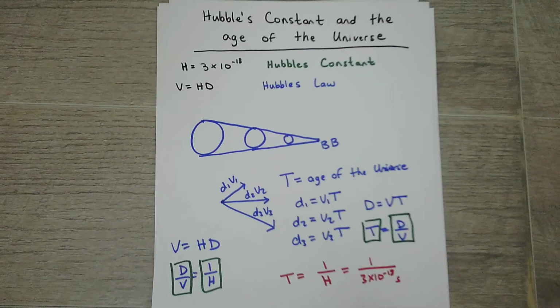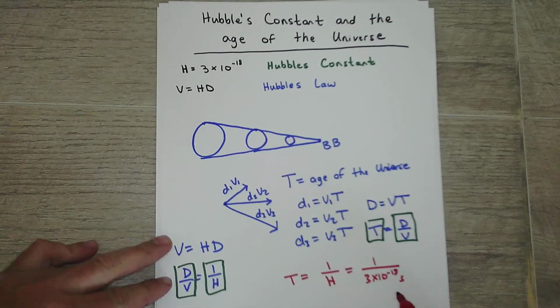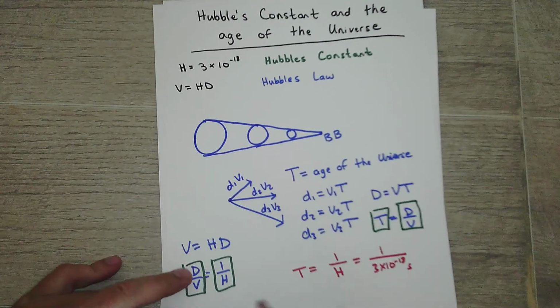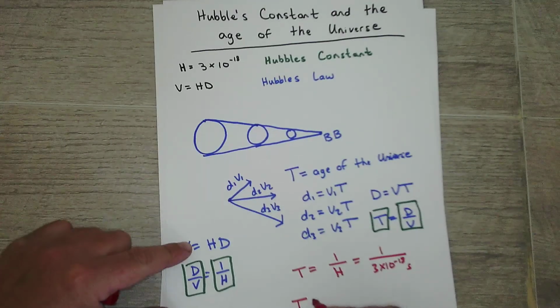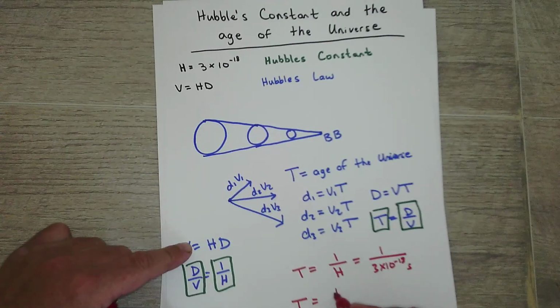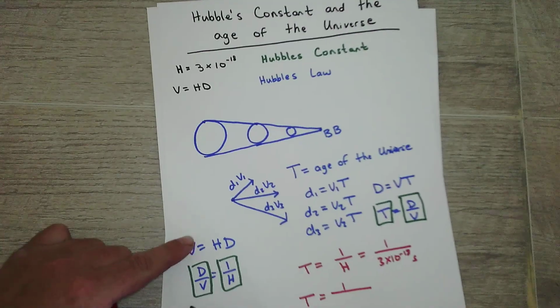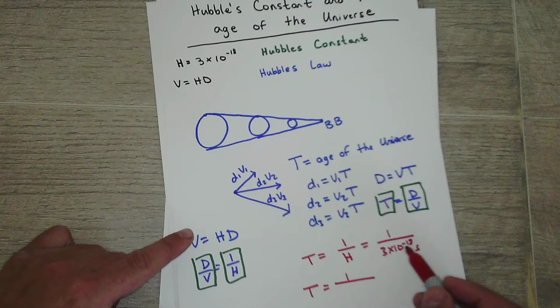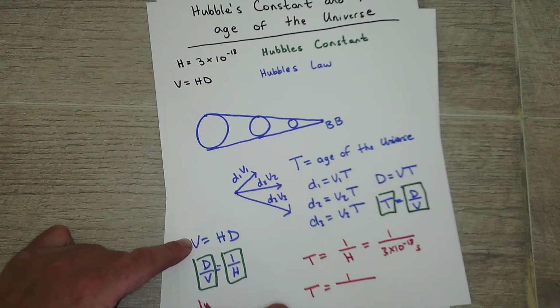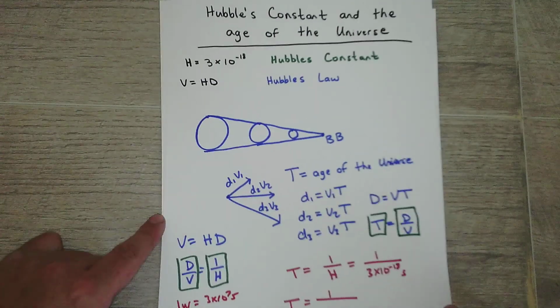If you plug that into your calculator. Now if you want to know it in years, you would convert this to years. It's just conversion. If you wanted to convert seconds to years, you need to know how many seconds are in a year. So 1 year is 3 times 10 to the 7 seconds.